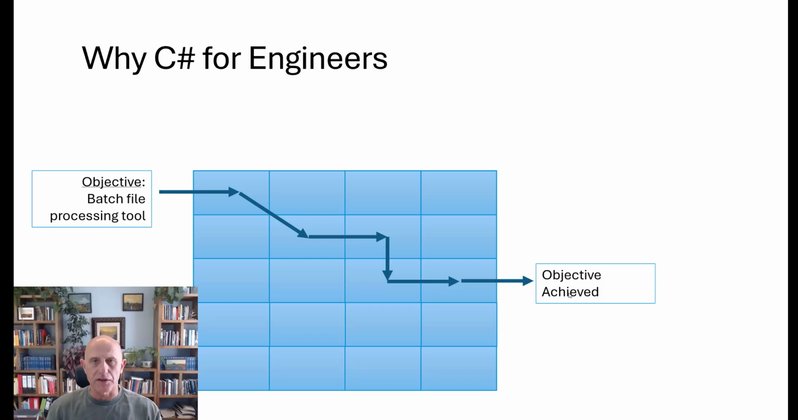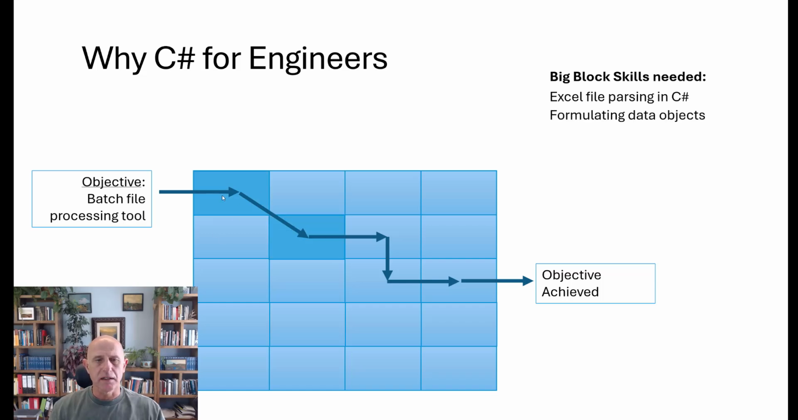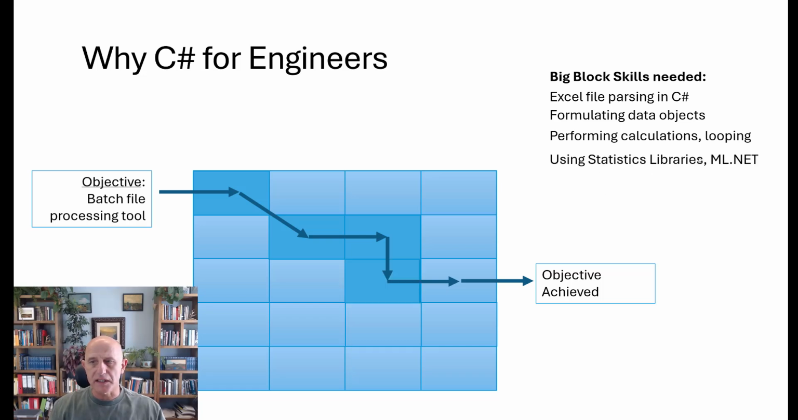So as an engineer, you basically have to understand only a certain number of components initially to get this job done. If we look at what you typically will need for the example we mentioned, your big block skills are: you need to be able to parse an Excel file in C#. You need to be able to formulate the data into data objects. You need to be able to perform calculations, looping over your 2x2 matrix. And you need to use statistic libraries such as ML.NET. And finally, you need to have some skills in interacting with a database using C#.NET.